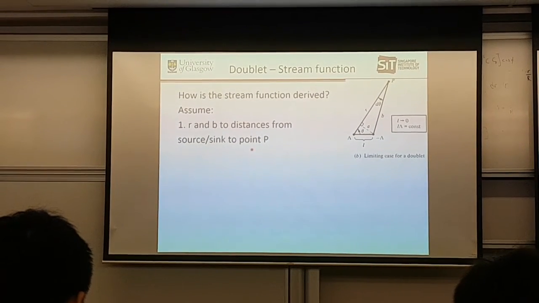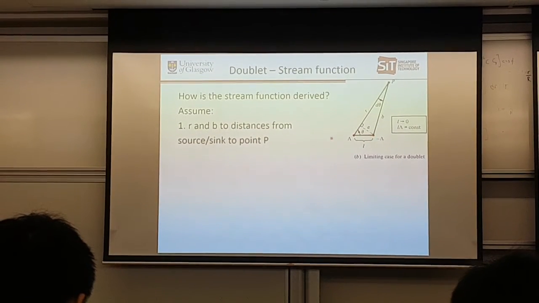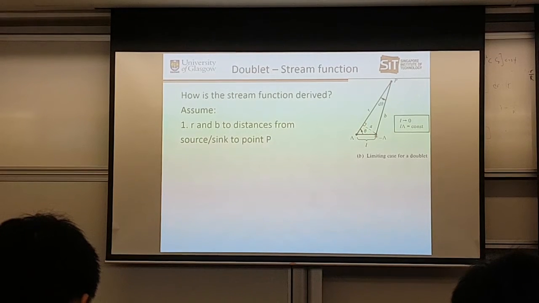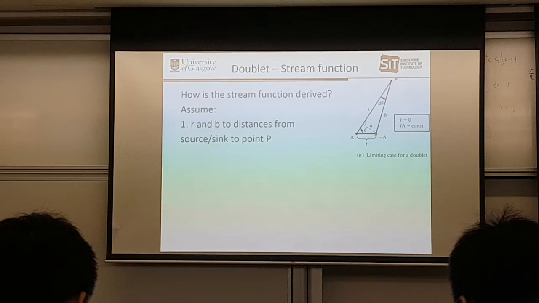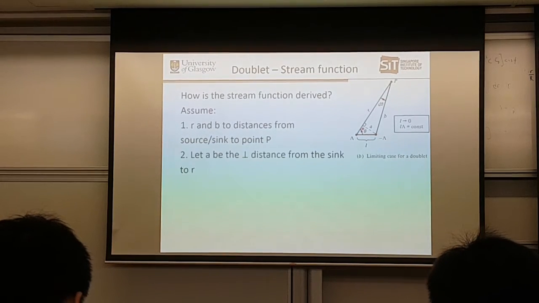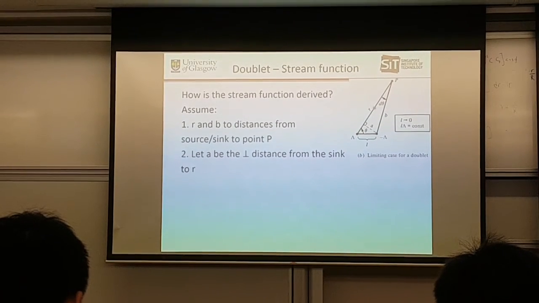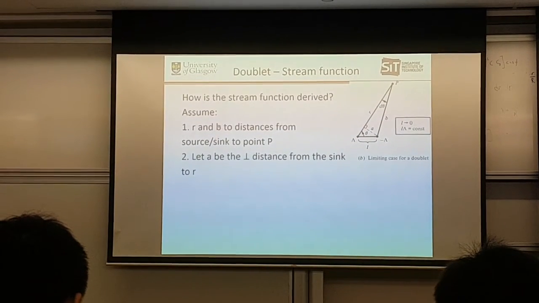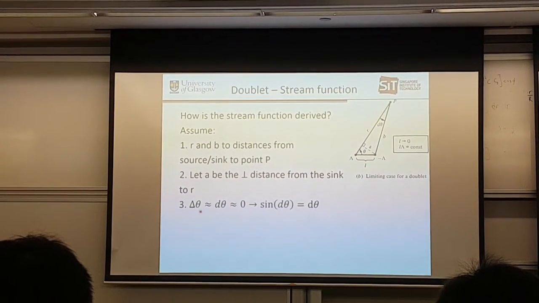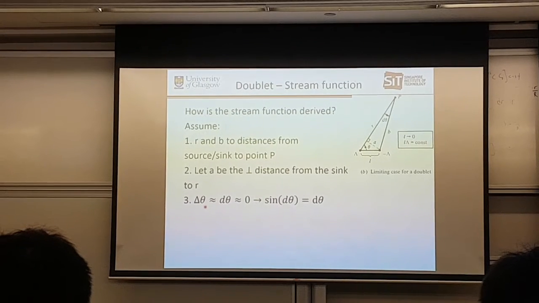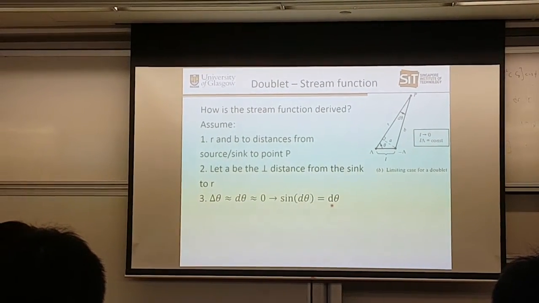The only way for me to link the source and sink is to introduce this value of A here. That means what's the closest distance from this point here to my R distance here. So let A be the perpendicular distance from the sink to the line R here. There are two assumptions that we make. The third, more important assumption is this: we are looking at the small angle approximation. What is the small angle approximation? Do you understand? If I have sine theta, it becomes theta.